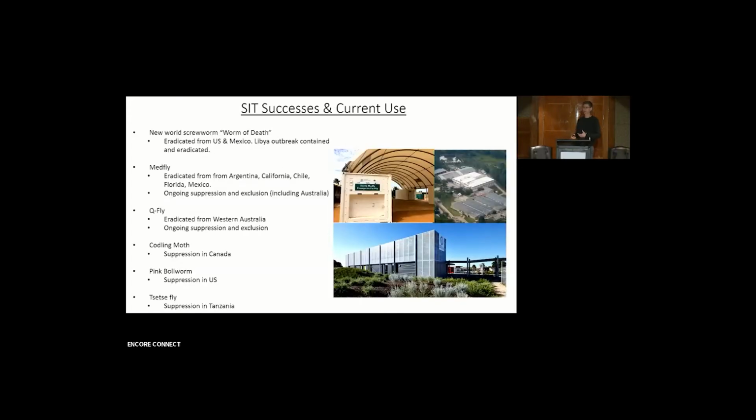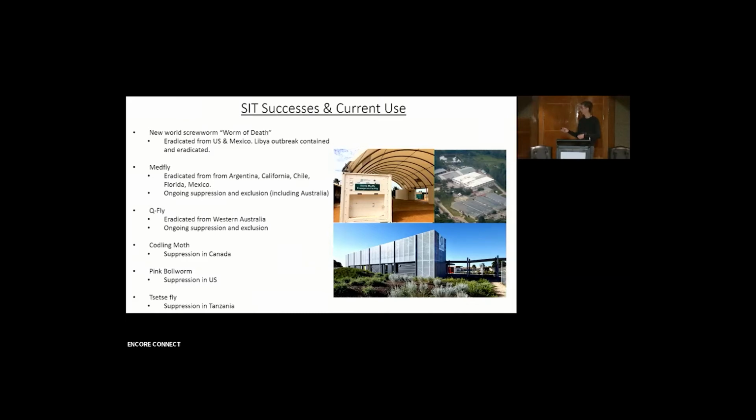SIT has also been applied to a number of different insects. This includes medfly, Q-fly, codling moth, pink bollworm, tsetse fly. It's used in Australia to control the Q-fly and the medfly. And the scales of some of these operations are really remarkable. Some of these factories that mass rear these insects will be making, say, 20 tons of insects every week, and releasing those in, say, ports of entry, or to help suppress populations if there's an outbreak.